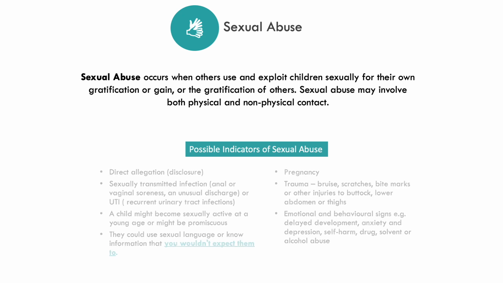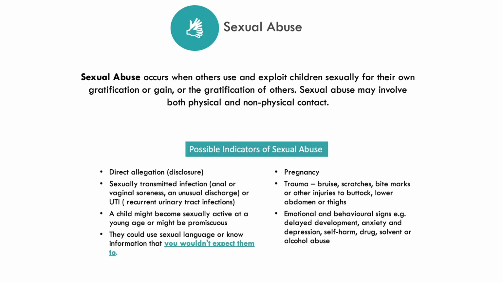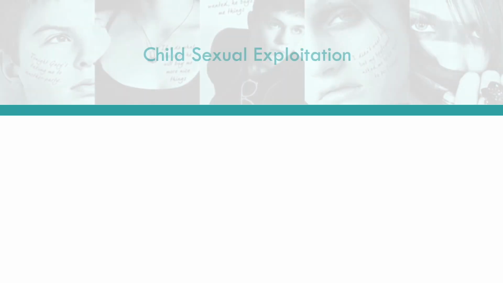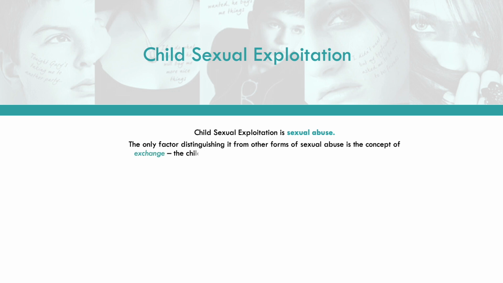Here are possible indicators of sexual abuse. Please pause this video now and familiarise yourself with them. Child sexual exploitation is sexual abuse. The only factor distinguishing it from other forms of sexual abuse is the concept of exchange. The child is usually coerced or manipulated into engaging in sexual activity in return for something they need or desire.